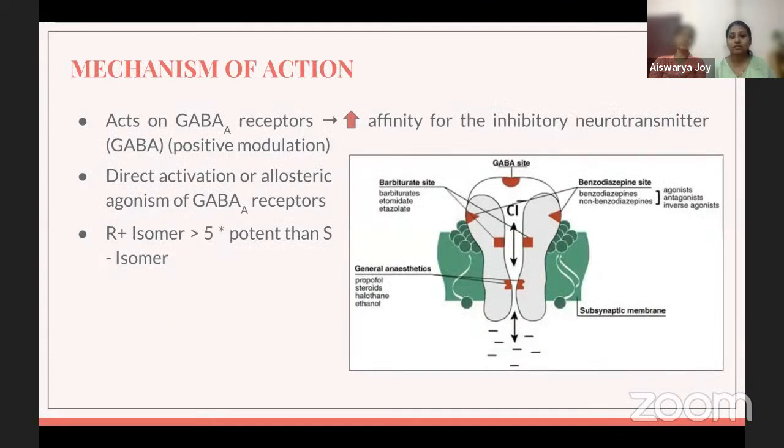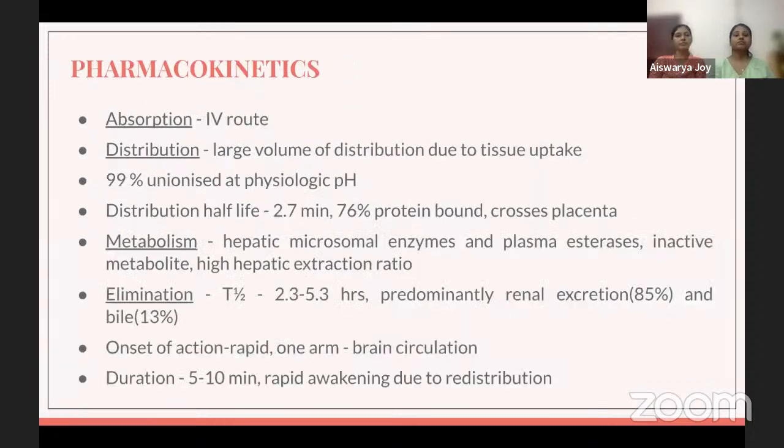Coming to its mechanism of action, it acts on the GABA A receptor. Thereby, it increases the receptor affinity for the inhibitory neurotransmitter GABA. So less dose of GABA is needed. And in supraclinical doses, it causes direct activation or allosteric agonism of GABA A receptors. And the R isomer is almost more than 5 times more potent than the S isomer.